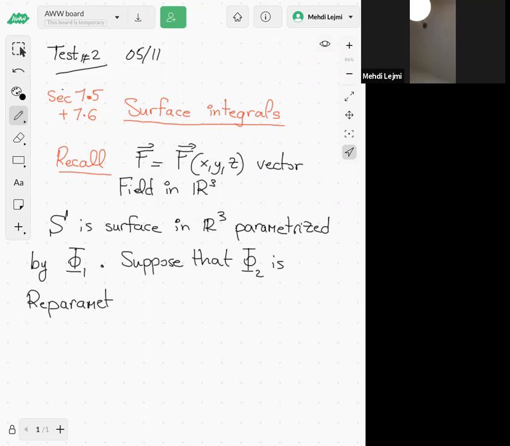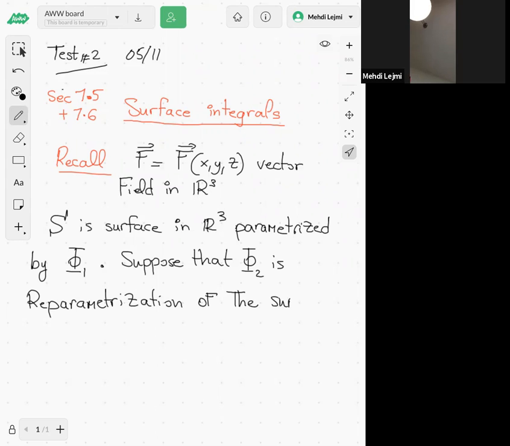So again, guys, on Tuesday I gave you so many examples. If you have a surface, the surface itself doesn't change. It's fixed. But there are infinite ways to parameterize a surface. I think I gave you a couple of examples about the reparameterizations of surfaces. So suppose that phi 2 is a reparameterization of the surface S.